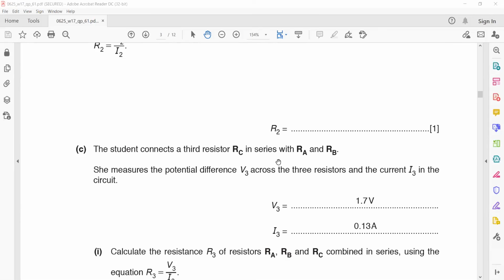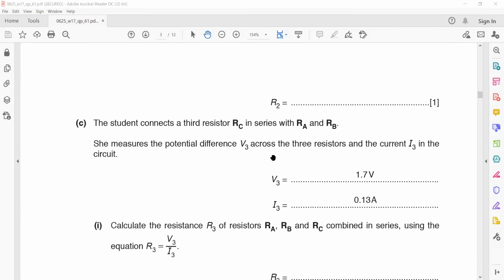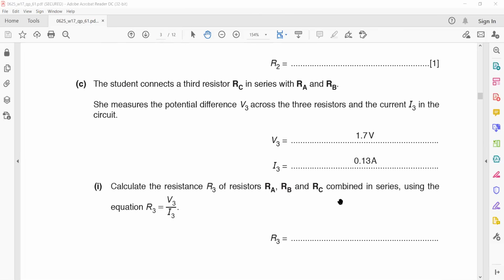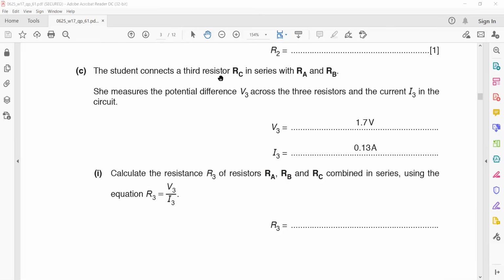The student connects the third resistor in series with R1 and R2, and measures the potential V3 across the three resistors and the current in the circuit. They calculate the resistance R3, the combined resistance of the three. So the third voltage V3 divided by 0.13. What is the resistance value for R3?